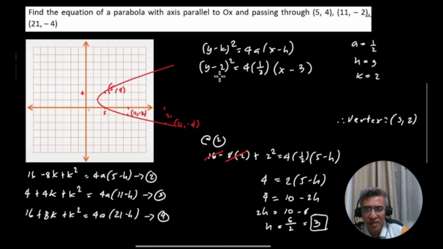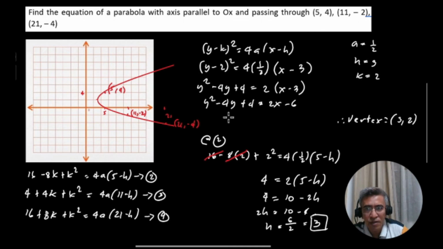So simplify (y minus 2) squared, that's y squared, 2 times y times negative 2, that's negative 4y, and negative 2 times negative 2, that's positive 4. And equal to 4 times 1 half, that's 2, times (x minus 3). And y squared minus 4y plus 4 is equal to 2 times x, that's 2x, 2 times negative 3, that's negative 6.